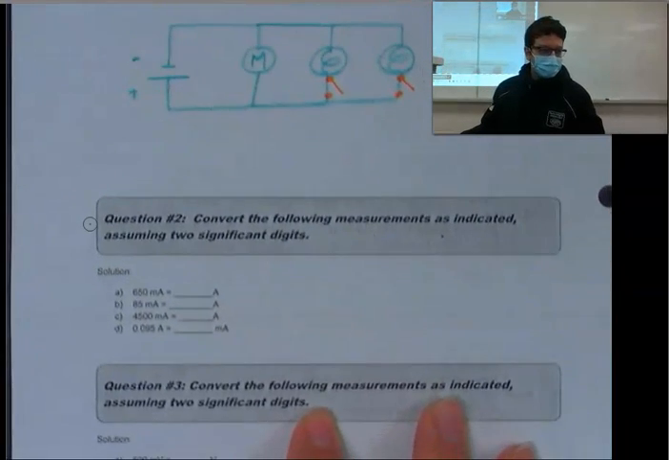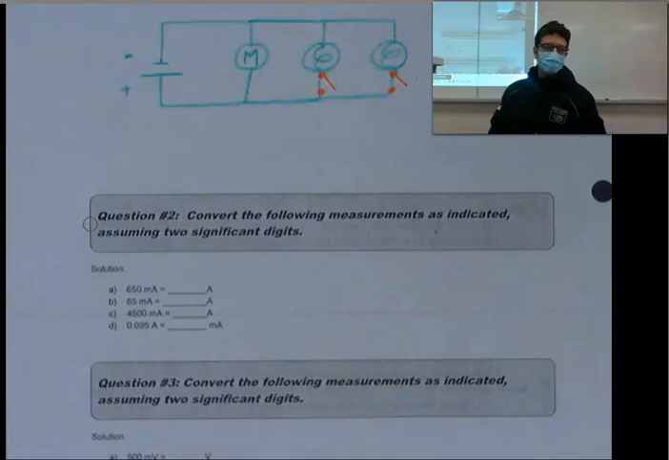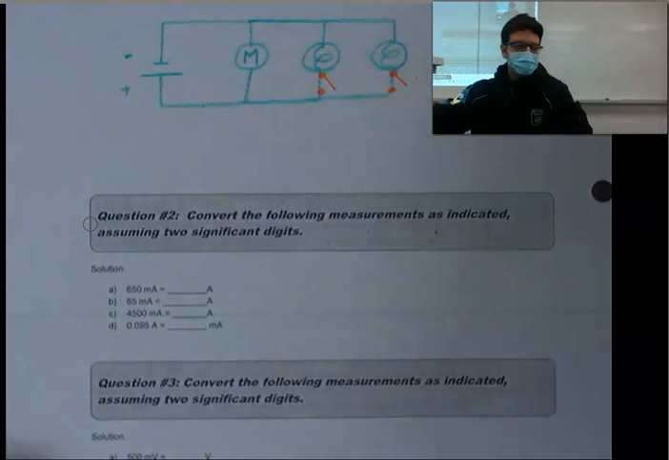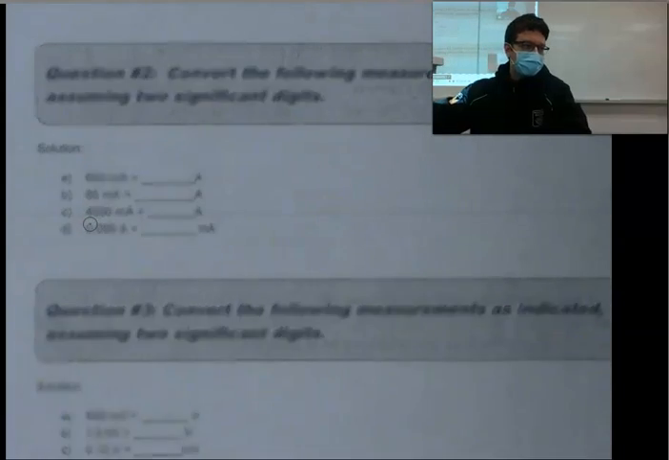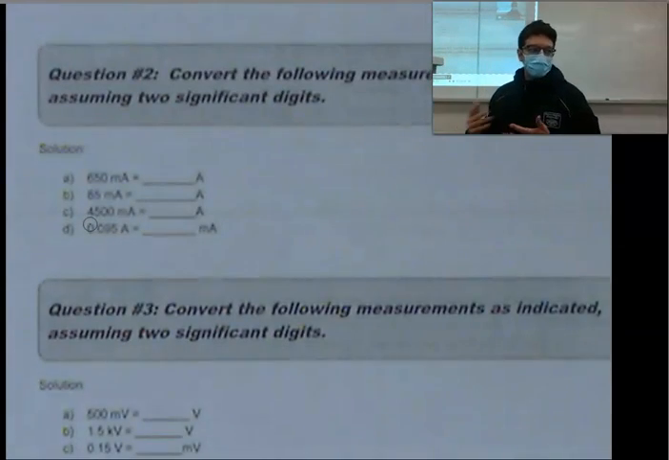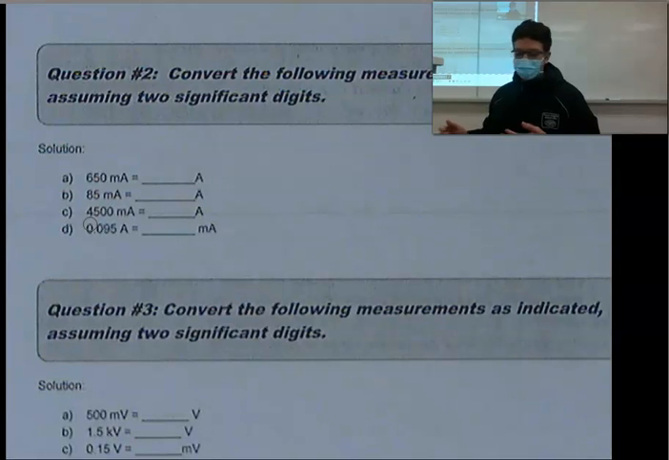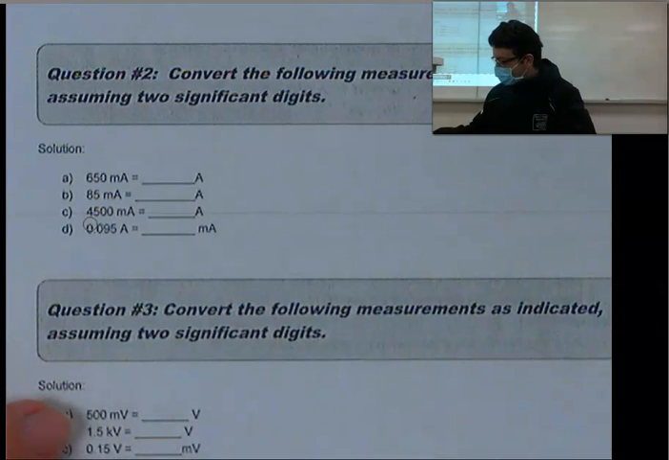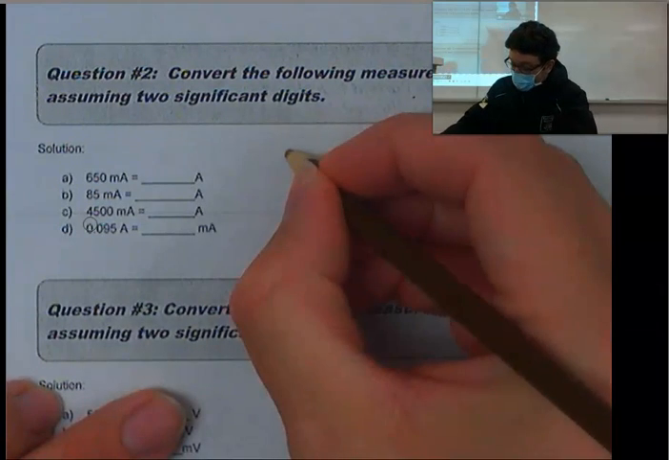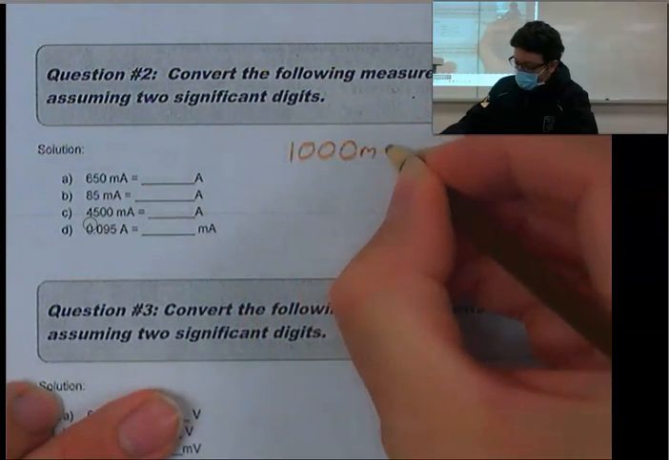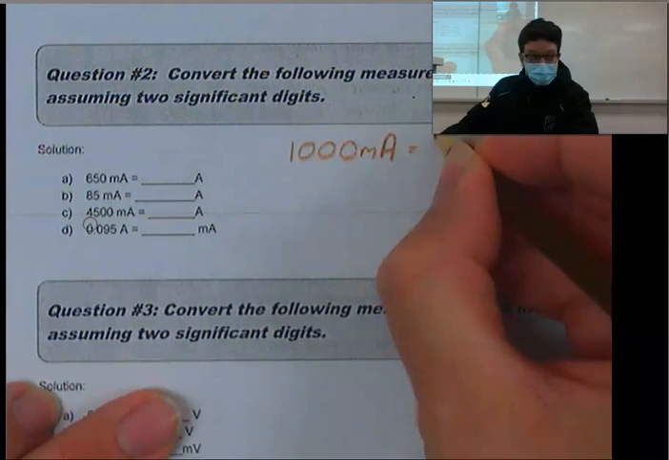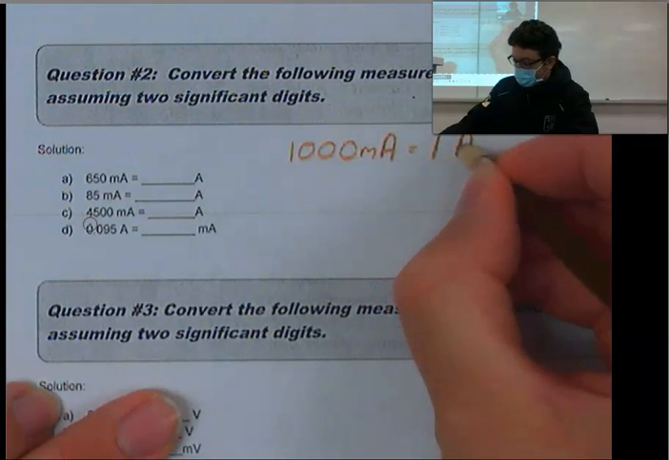Here we're doing some unit conversions. So we know that current is measured in amps, and that's the SI unit. But we don't always measure things in amps. Sometimes things are very small, so we might measure things in milliamps. And just as a reminder, milli is 1,000. So 1,000 milliamps would be the same as 1 amp.